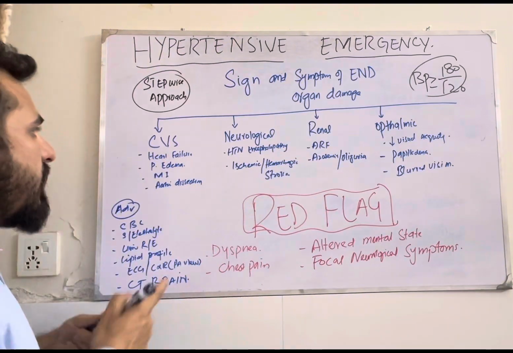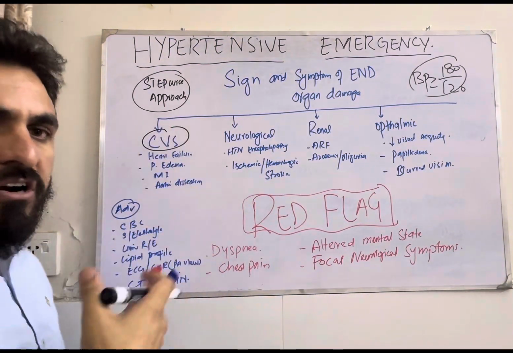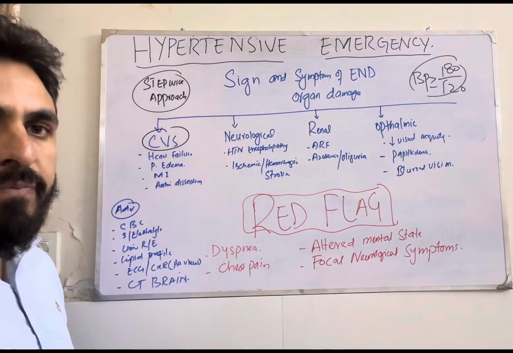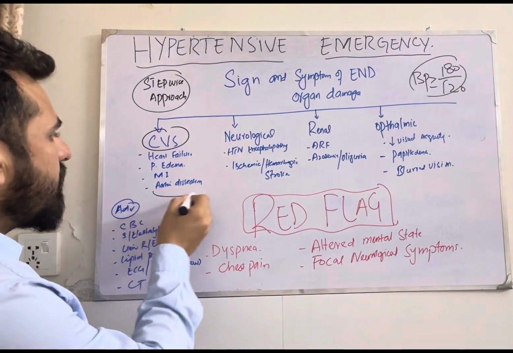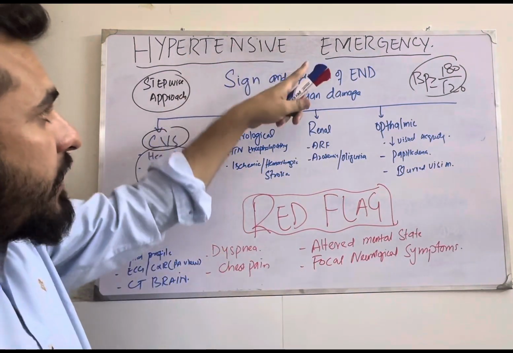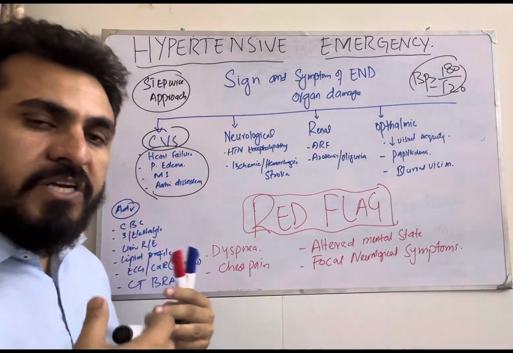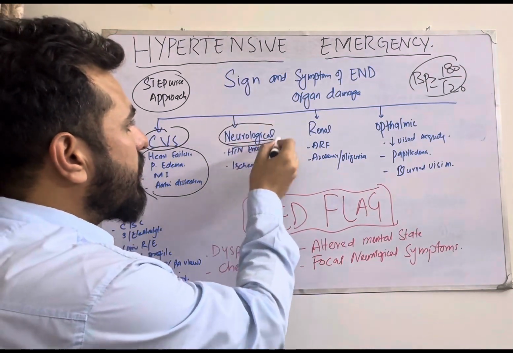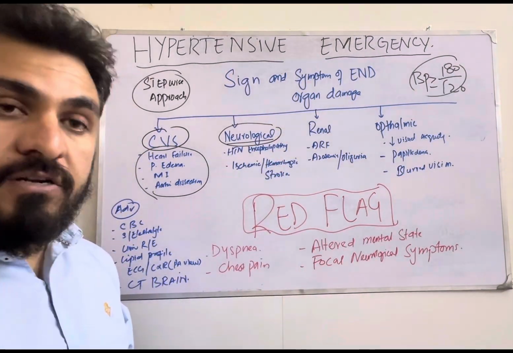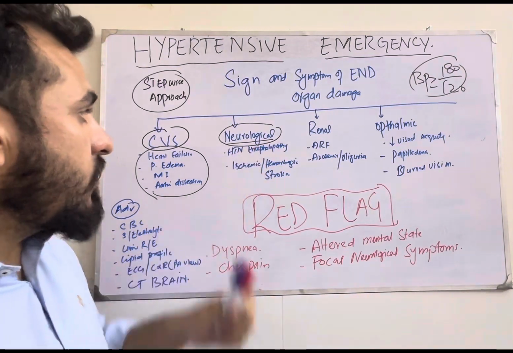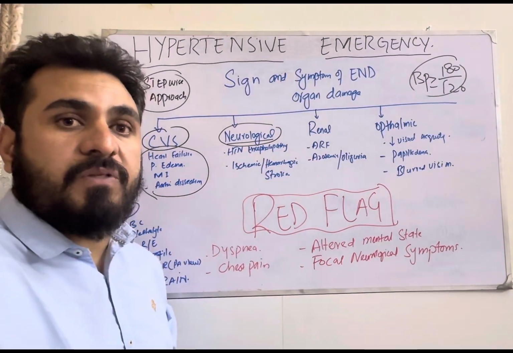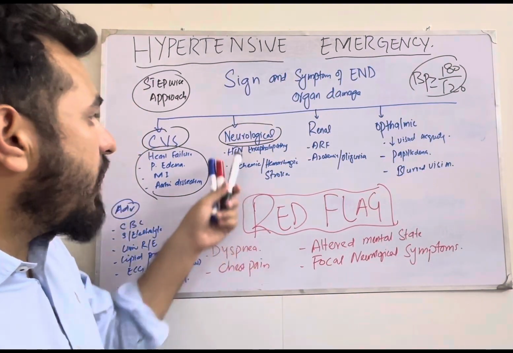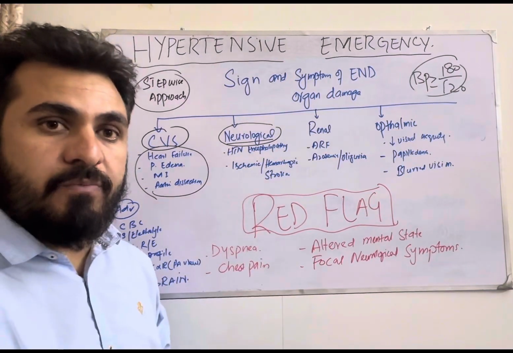First we look at the cardiovascular system. Has the patient got heart failure exacerbation with hypertensive emergency, pulmonary edema, myocardial infarction, or aortic dissection? If the patient has hypertensive emergency with any of these, this patient has a different management plan. Then the neurological, central nervous system. A patient with hypertensive encephalopathy will present with seizure, headache, vomiting, vertigo, and so on. We also look for ischemic or hemorrhagic stroke.